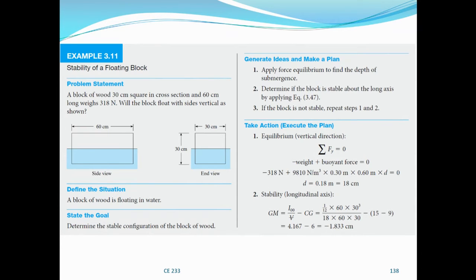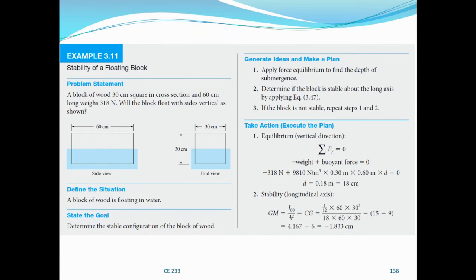Here we are going to apply force equilibrium to find the depth of submergence, then determine if the block is stable about the long axis by calculating the GM. If it is stable, fine. If it is not, we will tilt the block and change it to see if we get a positive value, as it is stable only when GM is positive. GM is the distance between the center of gravity and the metacentre.